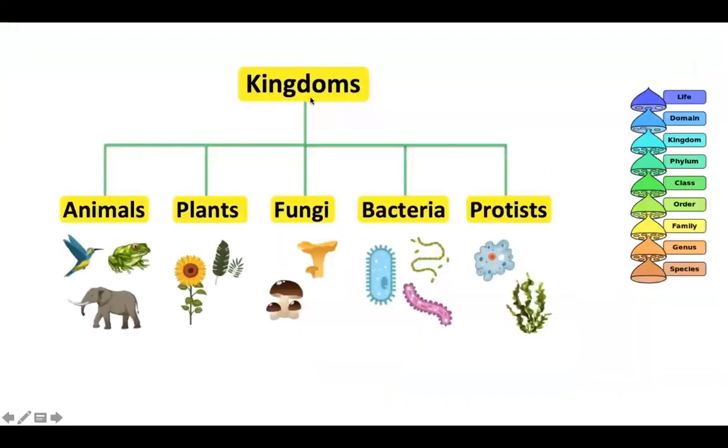Coming to the kingdom, R.H. Whittaker has given the 5 kingdom classification, which categorizes into the animal kingdom, where animals come, then the plant kingdom, fungi, then bacteria and protista. This 5 kingdom classification is the earliest classification, given by R.H. Whittaker.